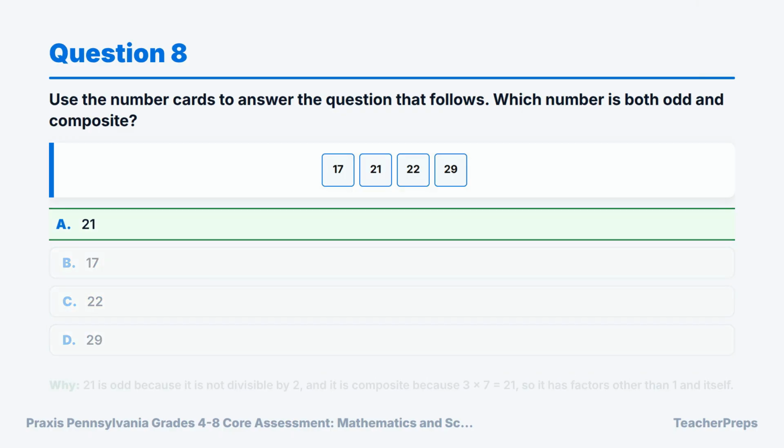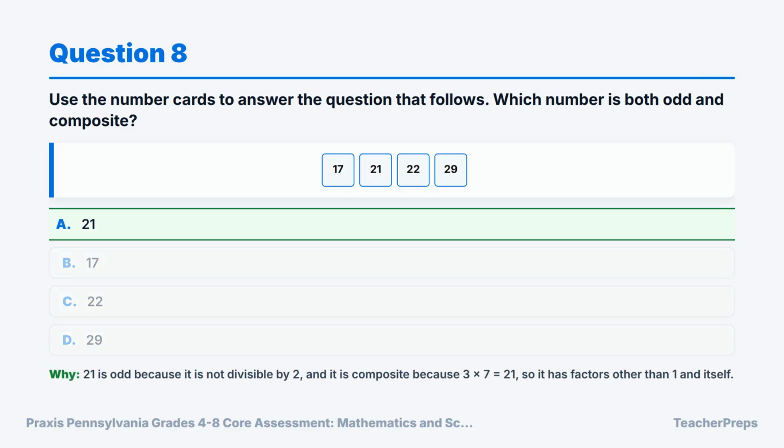The correct answer is A, 21. 21 is odd because it is not divisible by 2, and it is composite because 3 times 7 is equal to 21, so it has factors other than 1 and itself.